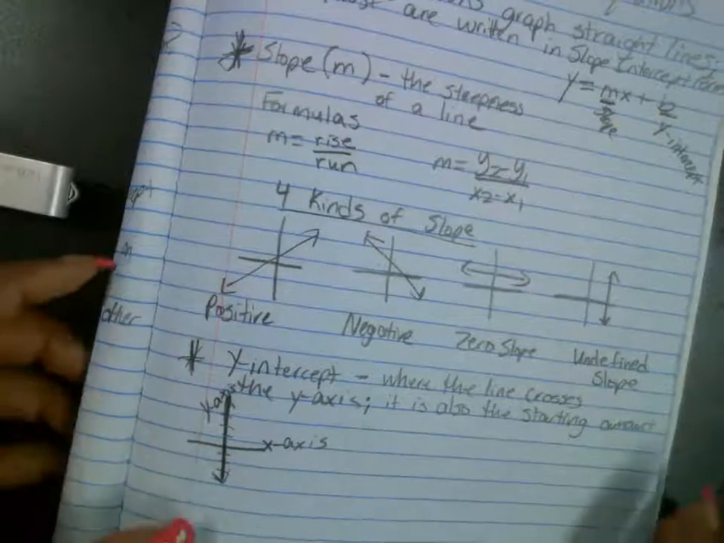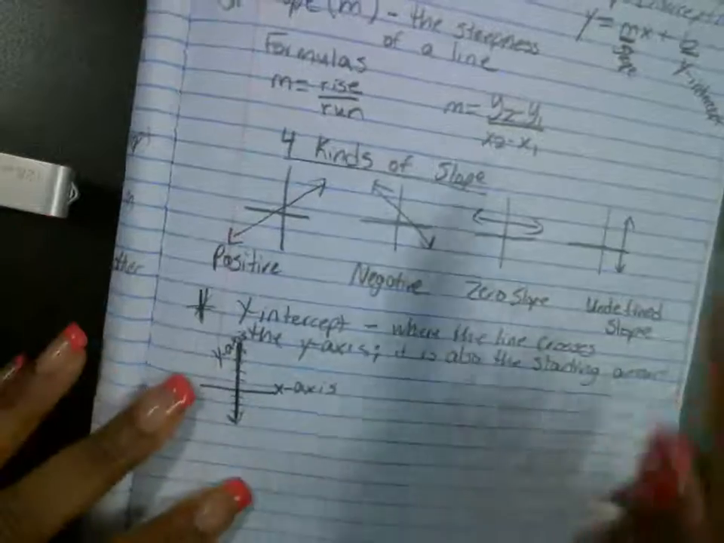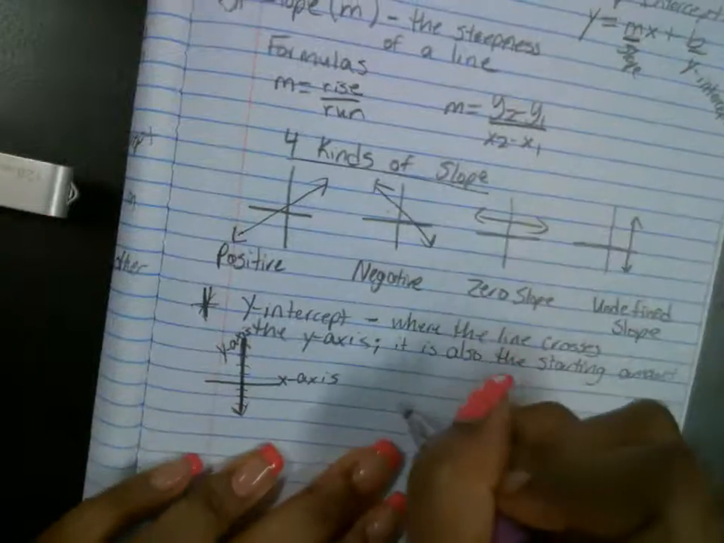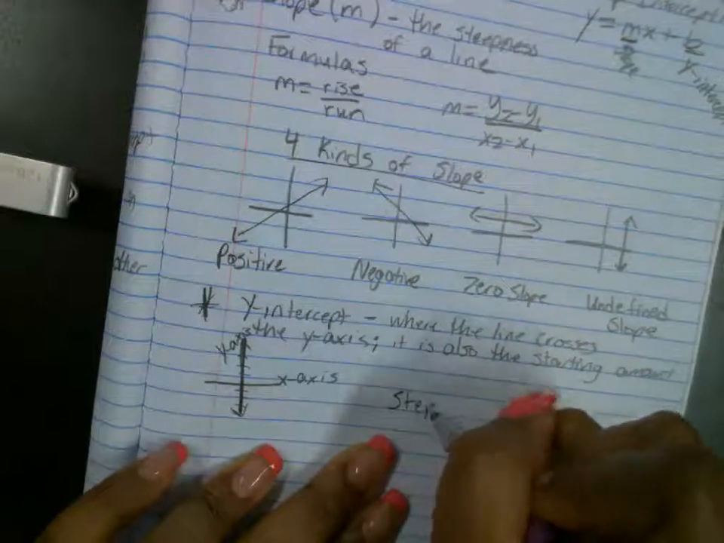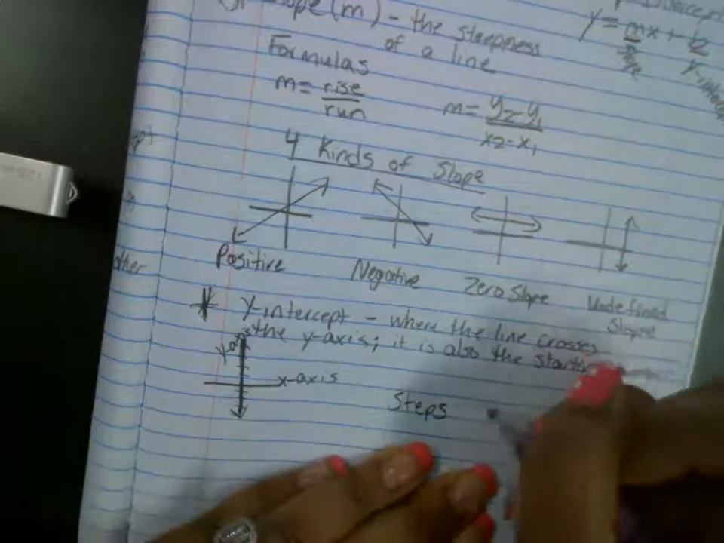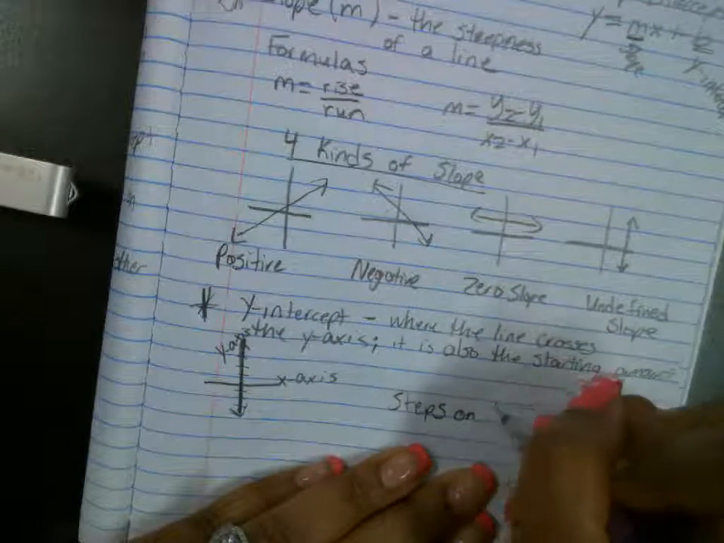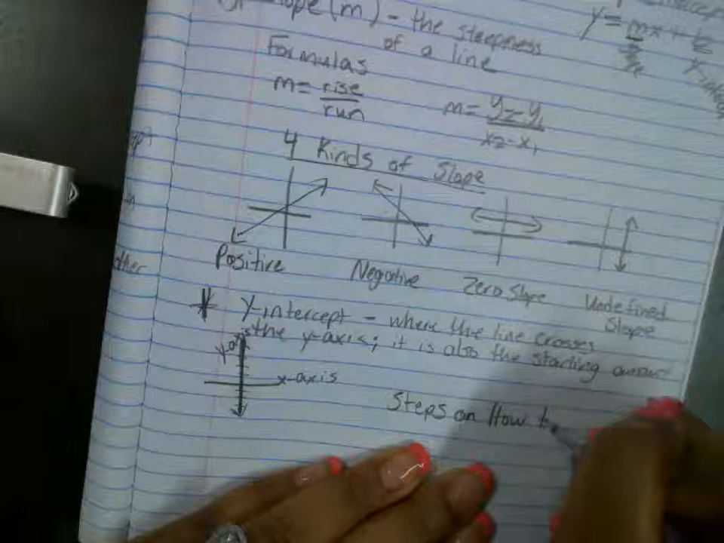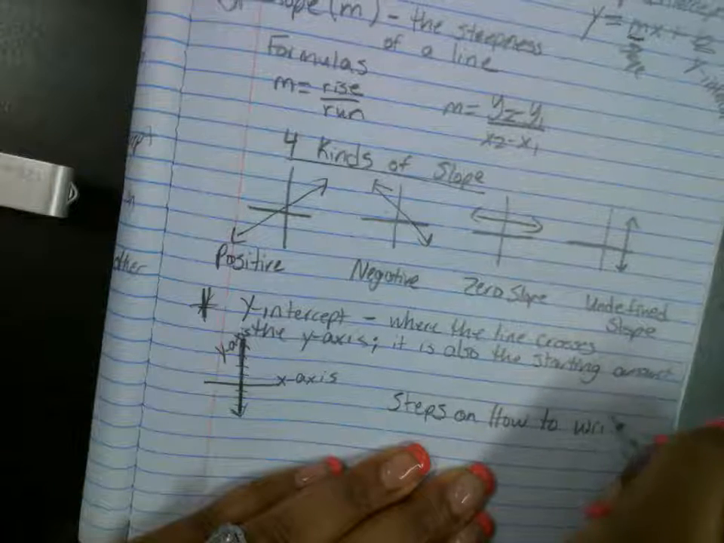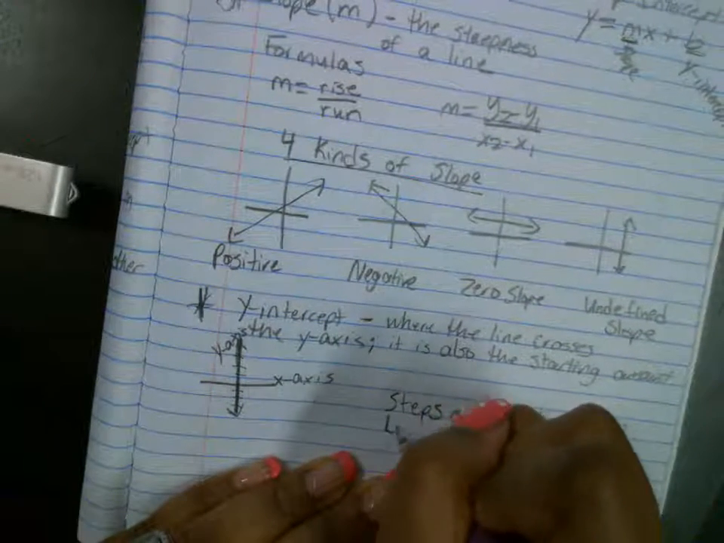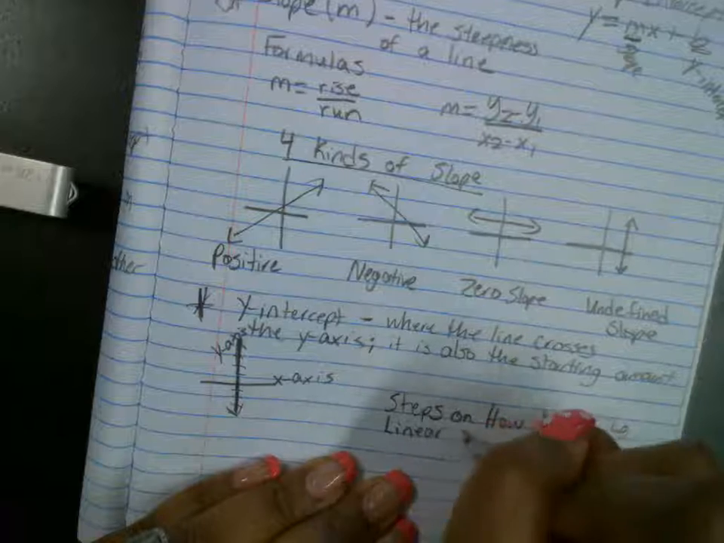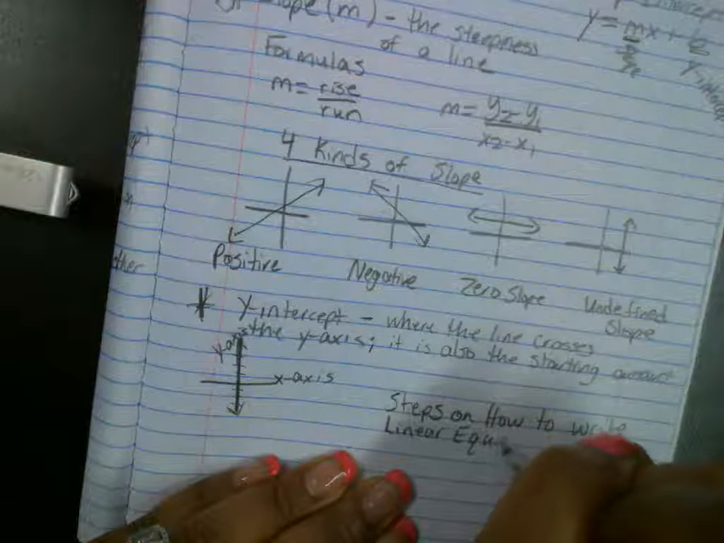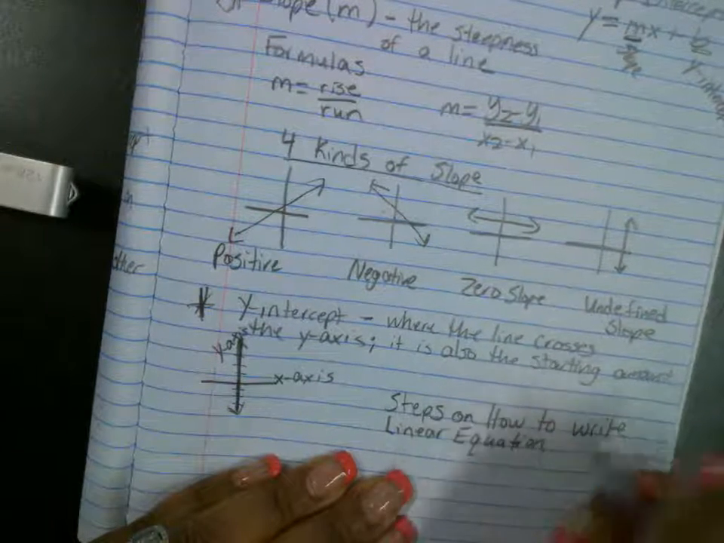All right, so now these are the steps to writing a linear equation. So these are your steps on how to write linear equations. I'm going to keep it simple, okay? And remember, there are only 3, and we wrote it in the warm-up, okay?